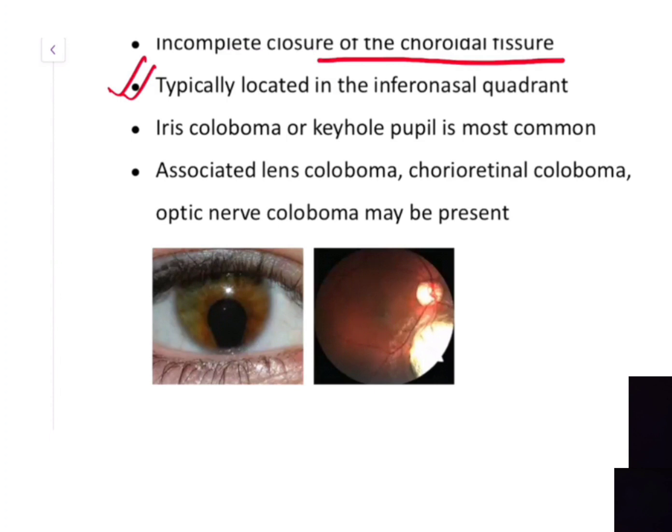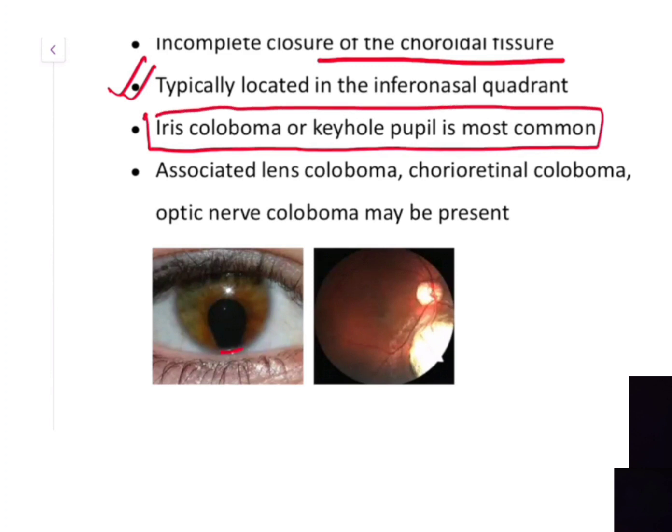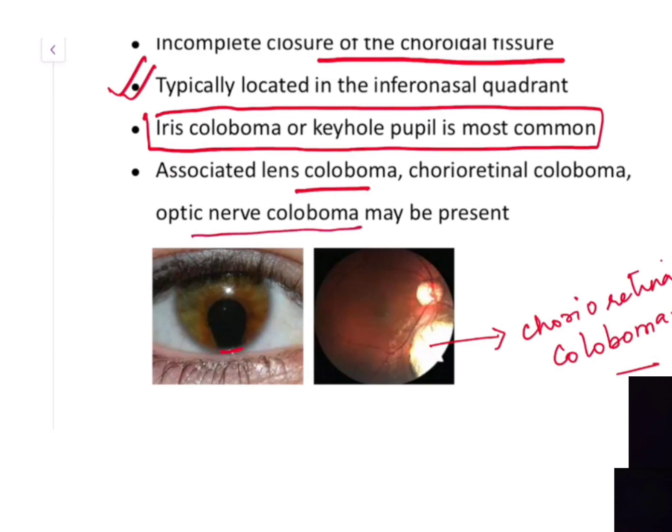So see, the commonest is this, the iris coloboma. So see, in the inferonasal part, this iris is deficient. This is called as iris coloboma or keyhole pupil, and very often it is not just an iris coloboma, all the structures on that line are deficient. So you can have a lens coloboma, you can have, see, this is the chorioretinal coloboma. That is, the choroid and the retinal tissue on the same line are also not properly formed, they are deficient. And you can also have an optic nerve coloboma.